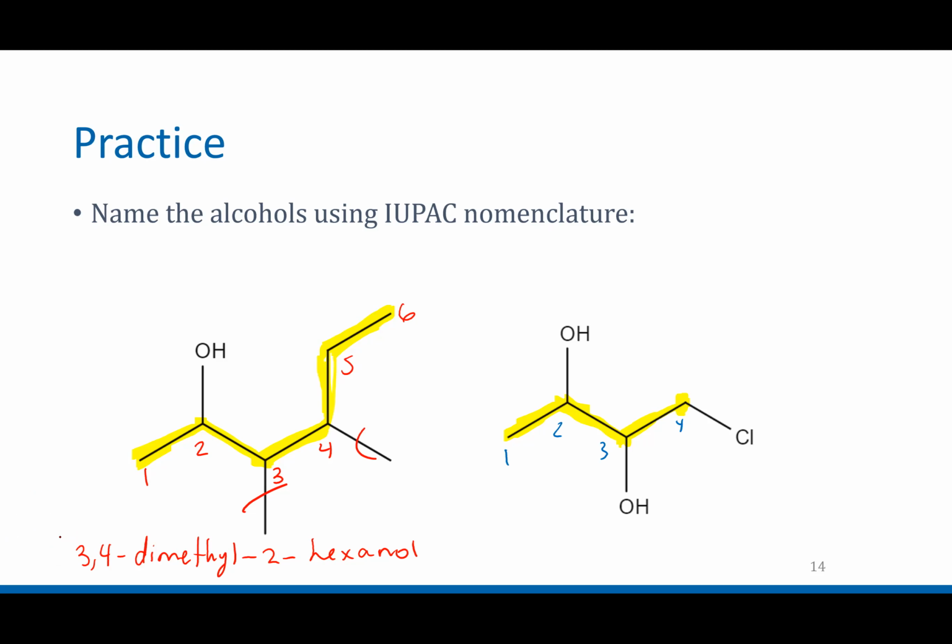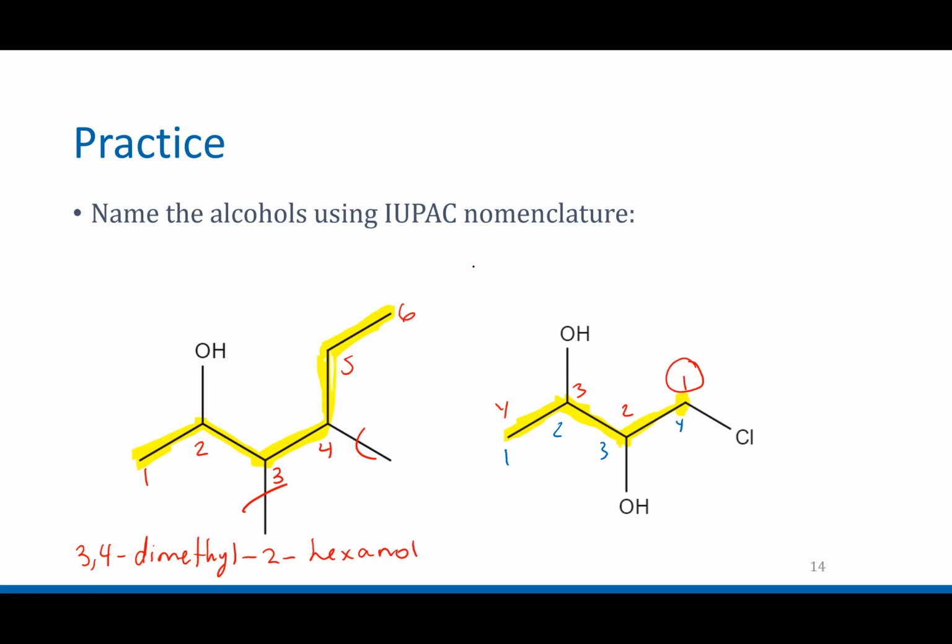So let me try this again in red. What if I go 1, 2, 3, 4? I like this a little better. My chloro is now back down to number 1. My alcohols are still 2 and 3. So I think this is better personally. And when I say I think this is better, this is the answer, according to IUPAC anyways.